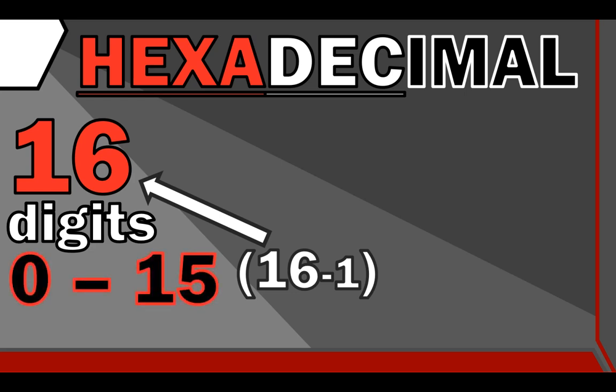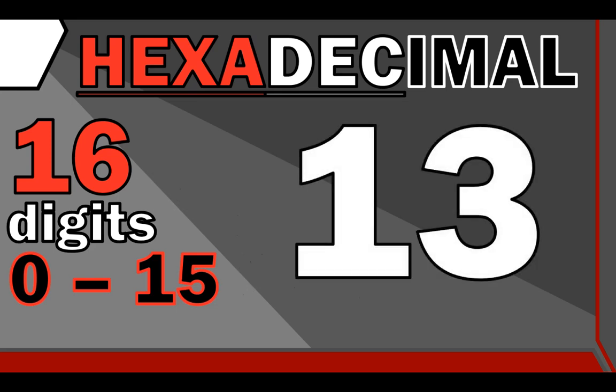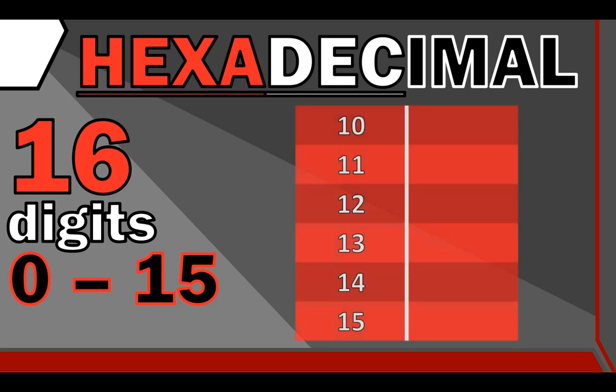But that can be a problem because when you look at, for example, the number 13, is that a single digit 13? Or is that a 1 in the next column and a 3 in the units column? So we have to find a way to represent the 10 to 15 as single digits. And so we use letters where A represents a 10, B represents an 11, C represents a 12, D represents a 13, E represents the 14, and F represents the 15 digit.